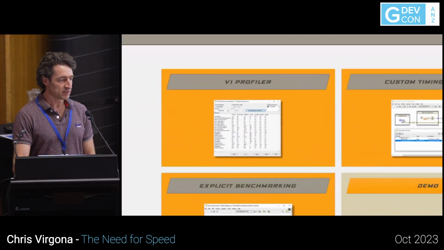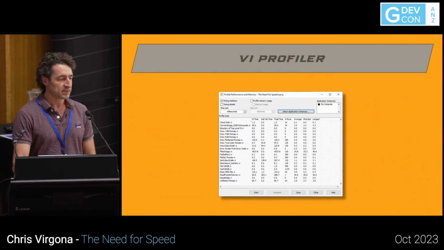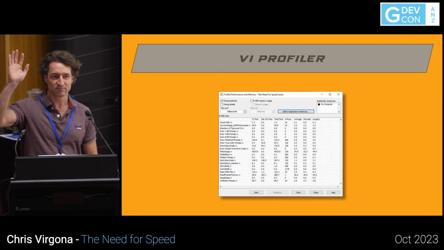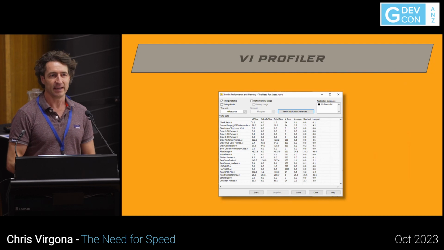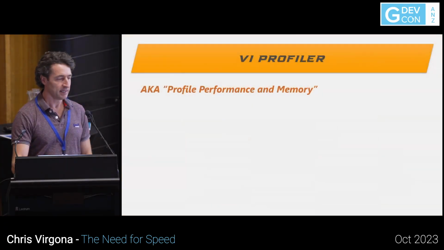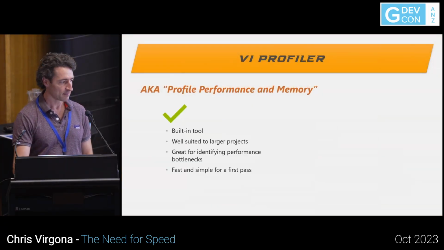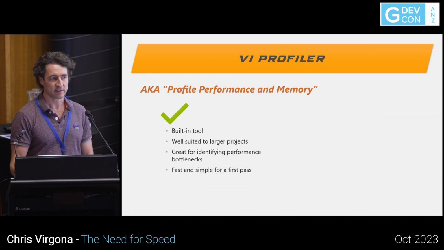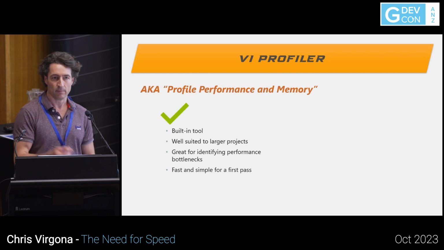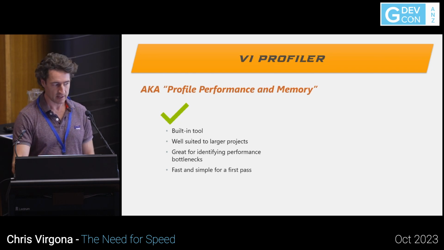So the first one is the VI profiler. This is that dialogue that you might see in the menu sometimes. How many people have used this before? The barrier to entry is not really that high, but it looks a bit menacing sometimes. Basically, it's called performance and memory, something like that. It's built in, which is great, so you don't have to install anything. It's really good when you've got a big project because it'll give you statistical information about every VI that's running. So you can find bottlenecks quite easily just by looking at the mean execution time or the maximum or the minimum execution times of different VIs.